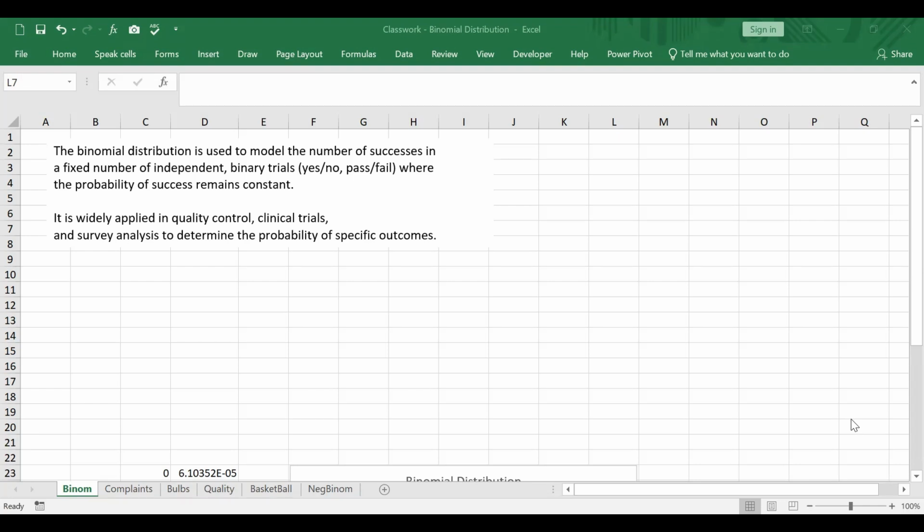We will discuss problems in binomial distribution. The binomial distribution is used to model the number of successes in a fixed number of independent binary trials. When it's binary trials, the result is either yes or no, pass or fail, the two options, where the probability of success remains constant. It is widely applied in quality control, clinical trials, and survey analysis to determine the probability of success. Let us see some examples.